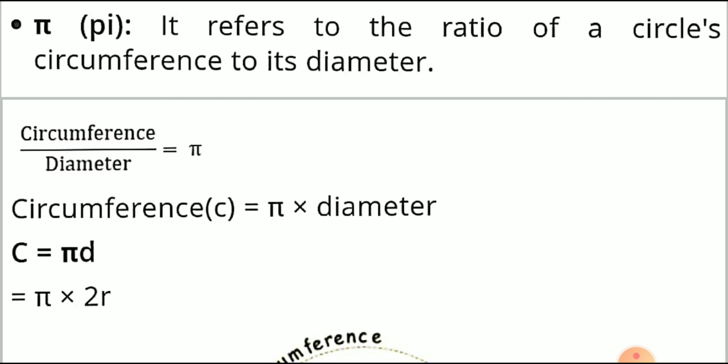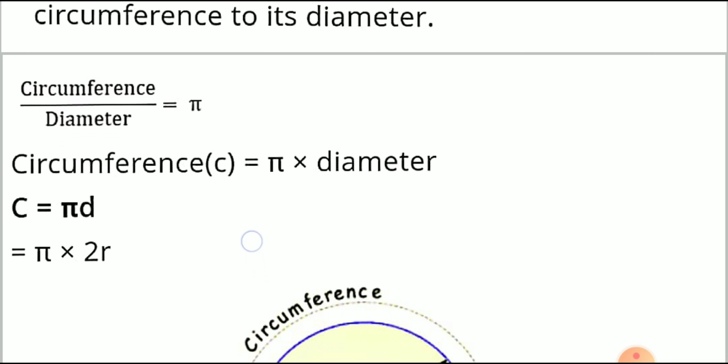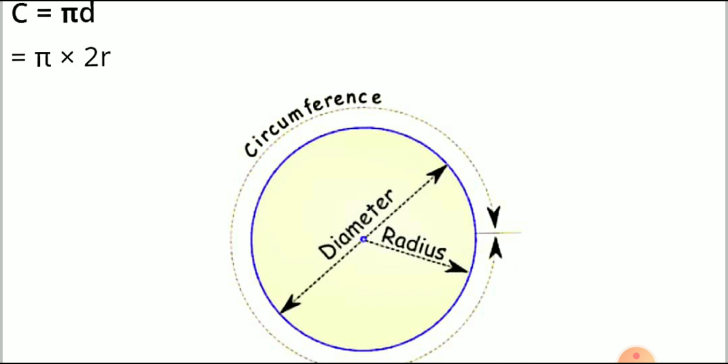So what is the circumference? Pi into diameter, which is equal to pi into d. If you have the radius, then circumference is equal to 2 pi r, or pi multiplied by 2r.